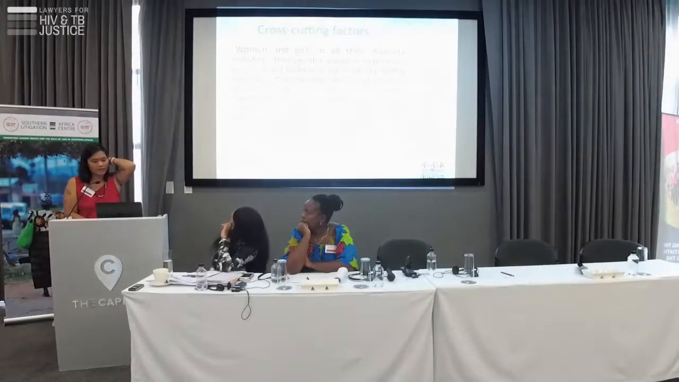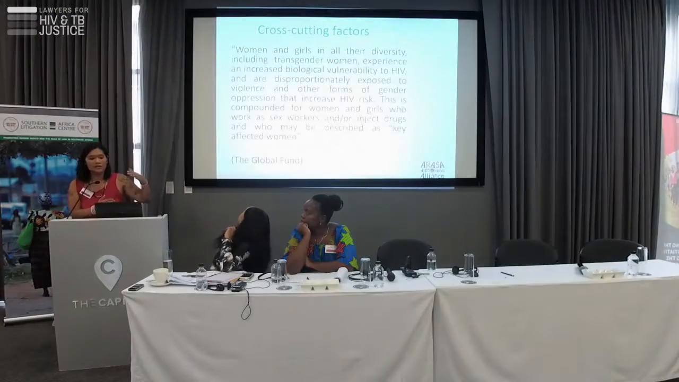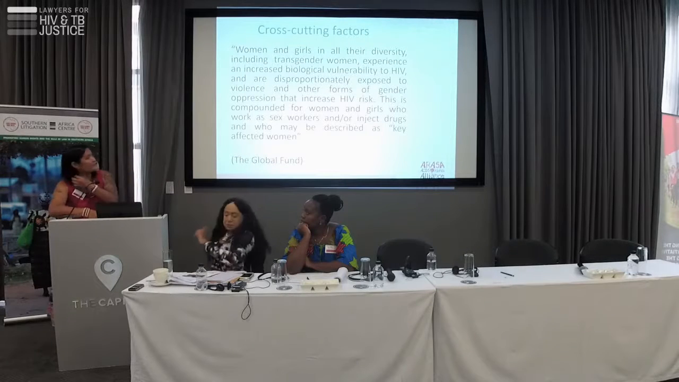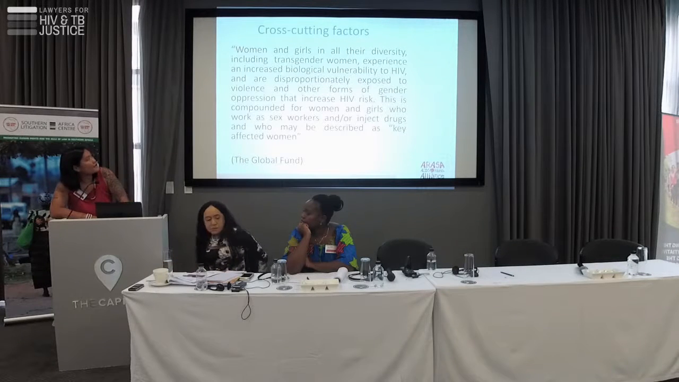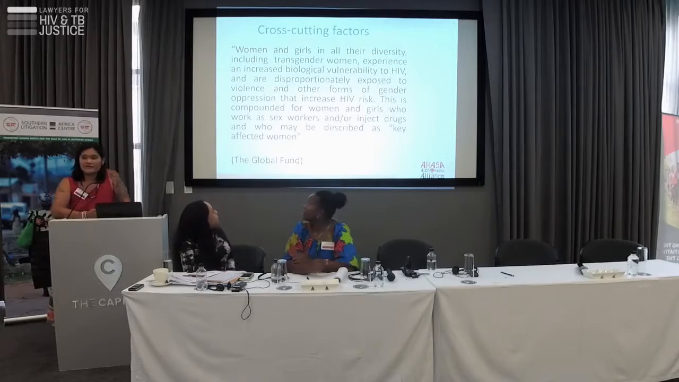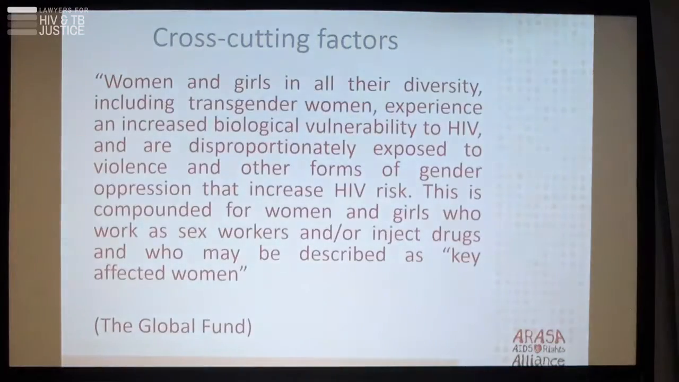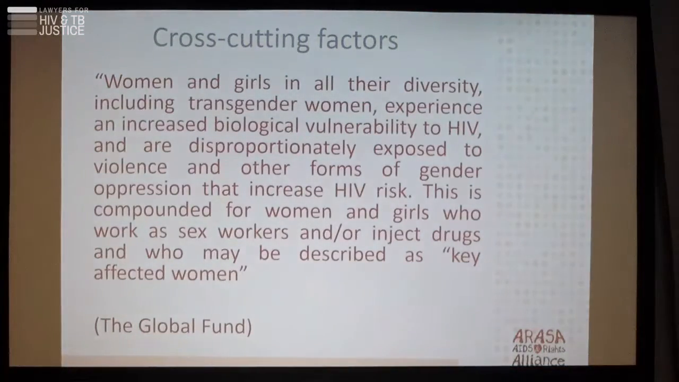But you don't just see overlap between the two groups of key populations, we need to understand that there are cross-cutting factors between the different key populations as well. This is also from the Global Fund, which highlights the fact that when we talk about women and girls in their diversity who are more marginalized, and as a result more vulnerable to HIV, that includes transgender women. So there you have an overlap between two different key populations, and that shows that you can't necessarily treat each key population in a silo.